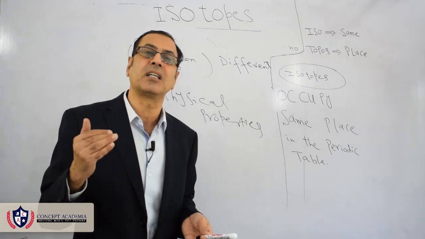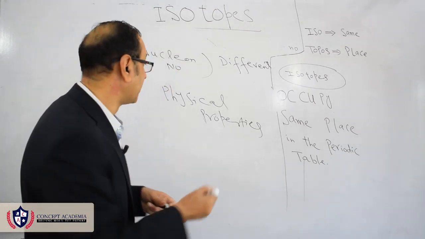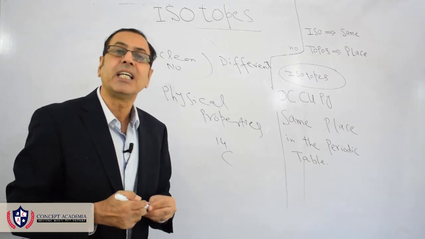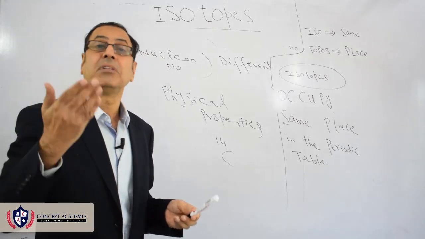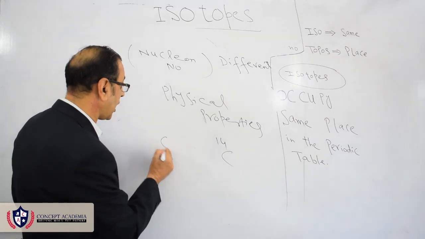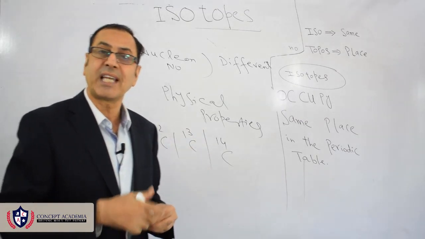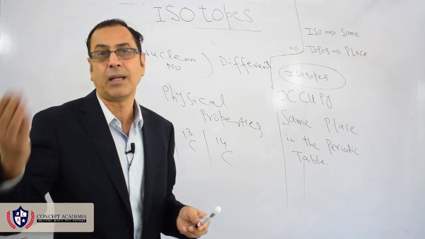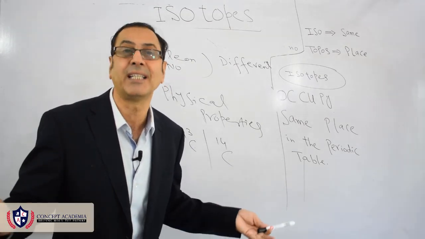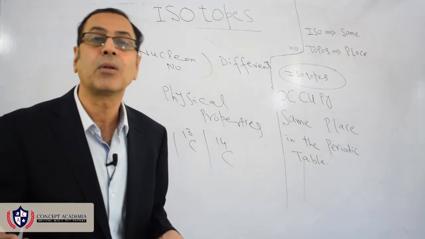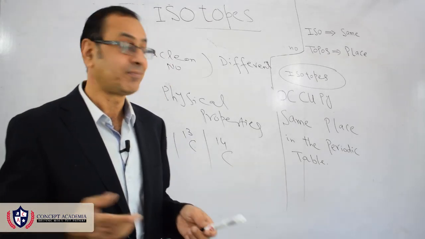Nucleon number means that if it is carbon 14, it is heavy as compared to carbon 12 and carbon 13. Because it is heavy, it has a high melting point, high boiling point, and high density, and its rate of diffusion will be lesser.